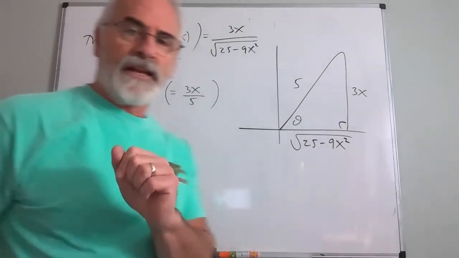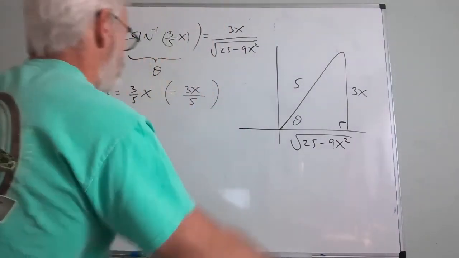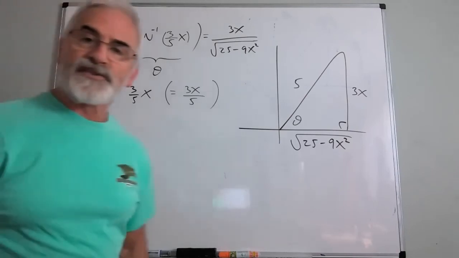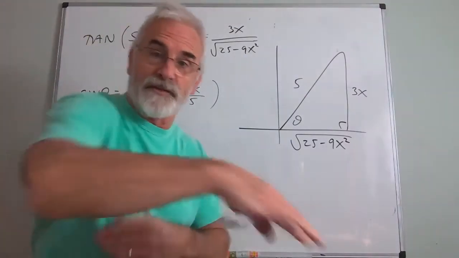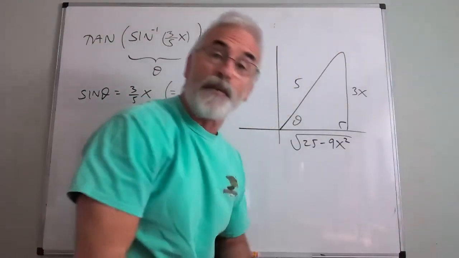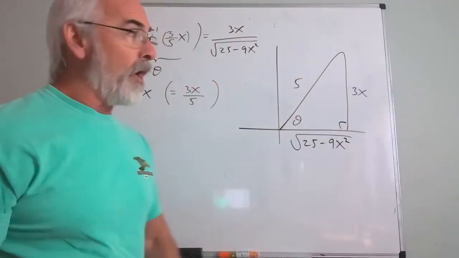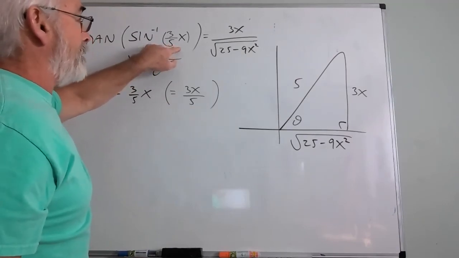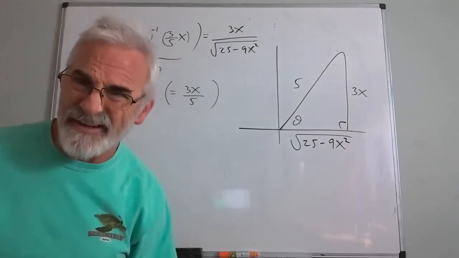Now, there is one little catch here. I drew a first quadrant angle. What if x were a negative value? If x were a negative value, inverse sine of a negative value would return a fourth quadrant angle. Because remember, we've restricted the sine to first and fourth. Negative pi over 2 to pi over 2 means you're in the first and fourth. So what if x were a negative value? Then shouldn't that be a fourth quadrant angle? And then the tangent of a fourth quadrant angle would actually be negative.